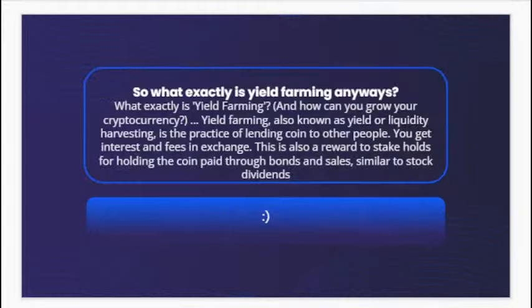So we opened this slide with what is yield farming and learning about it. So let's go ahead and dive into what yield farming is to begin with anyways. So how can you grow your cryptocurrency with yield farming, also known as liquidity harvesting?